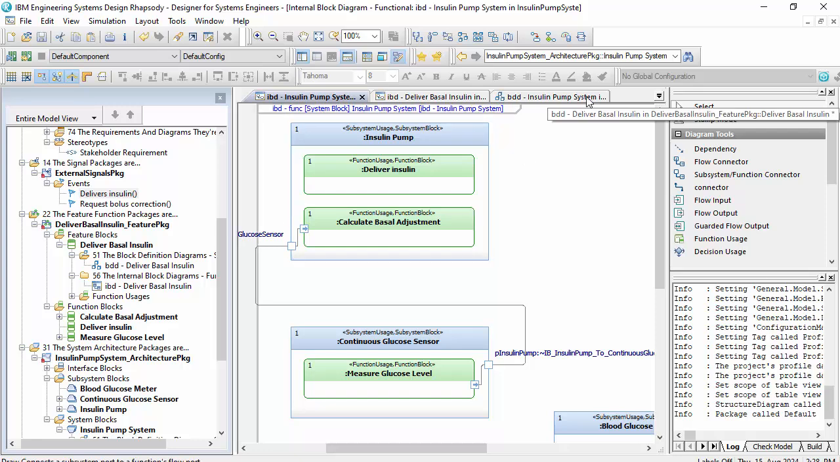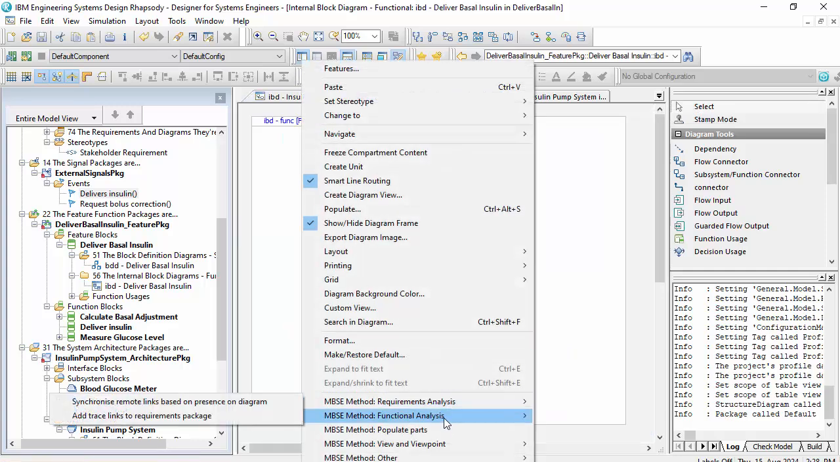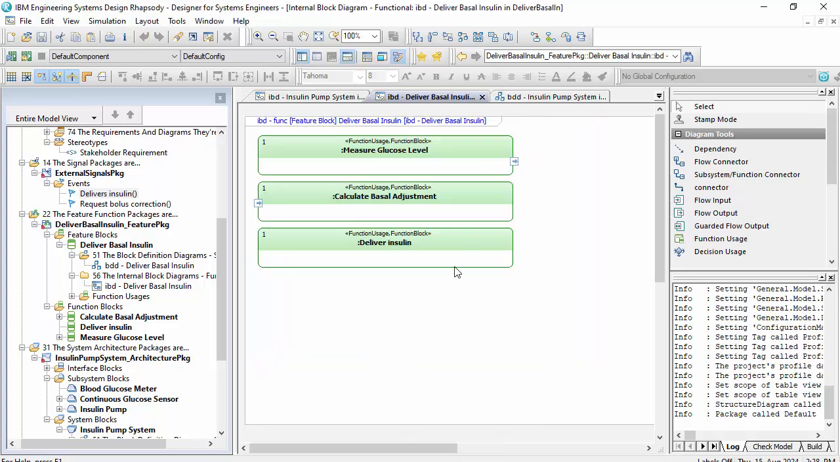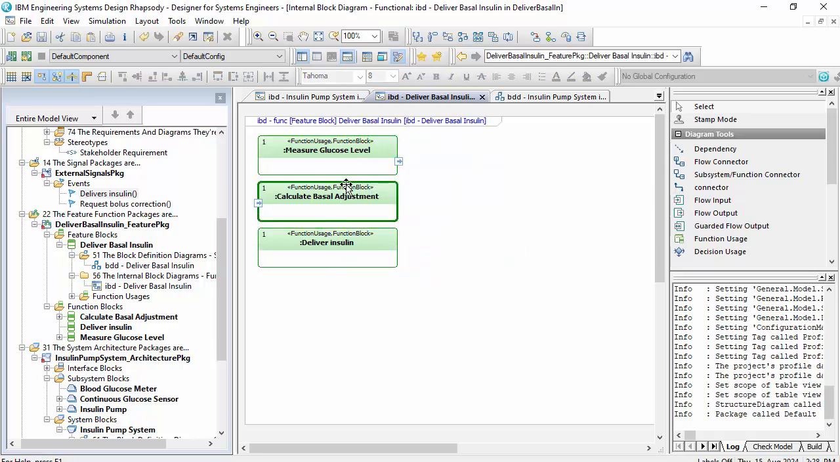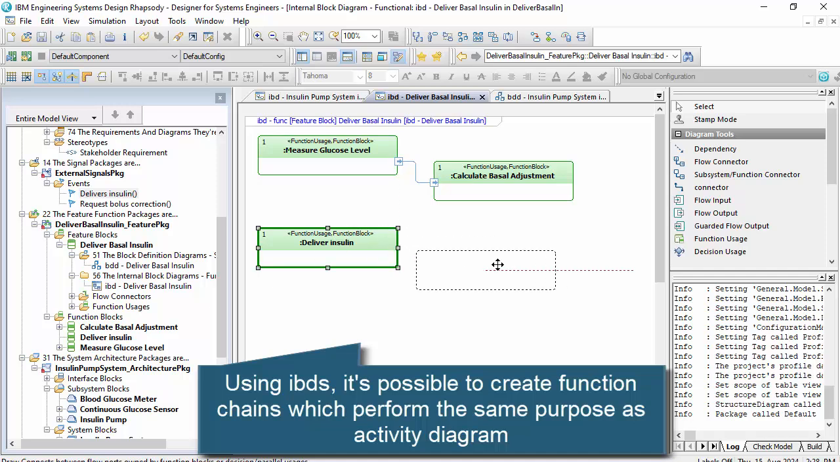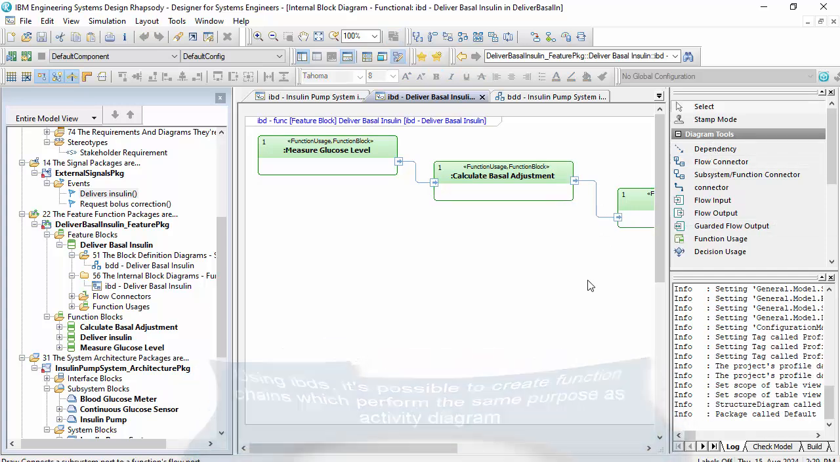If I wanted to, and this might be a pre-step, I could take that feature and then take the part properties and chain them purely in a functional model. So I measure glucose level, and that flows. I haven't typed these by events, but I could. That flows to calculating the basal adjustment, and then calculating the basal adjustment flows into the delivery of insulin. And the helper here is creating some flow ports there.